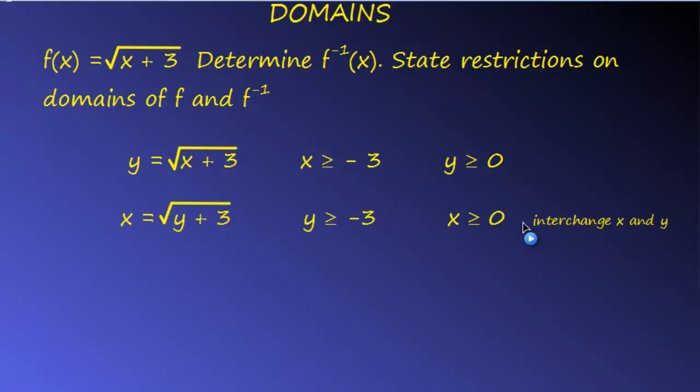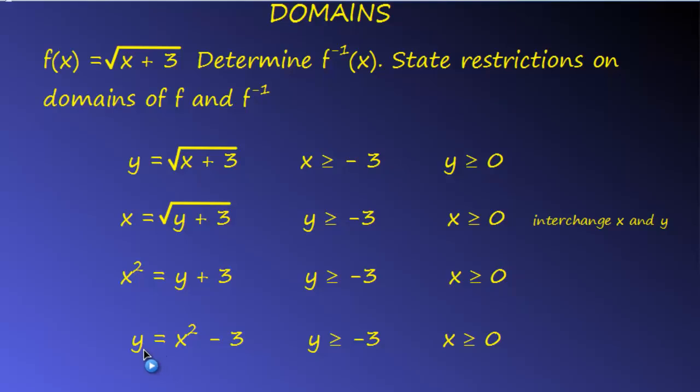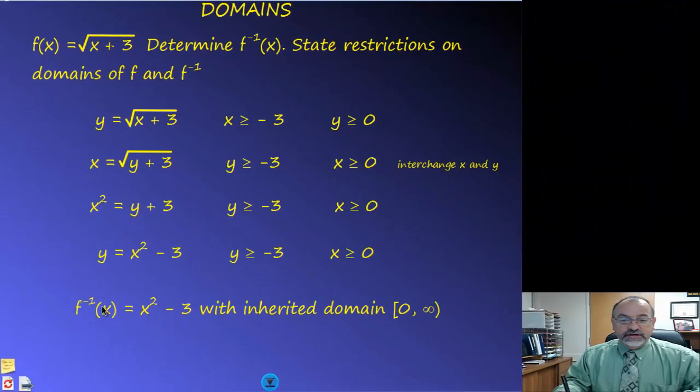So we switch every y and every x, even in the domains and the range. Then we're going to solve this equation for y. So we're going to square both sides, and then we're going to subtract 3. So our inverse function, I want you to notice the notation here. The inverse function is x squared minus 3.